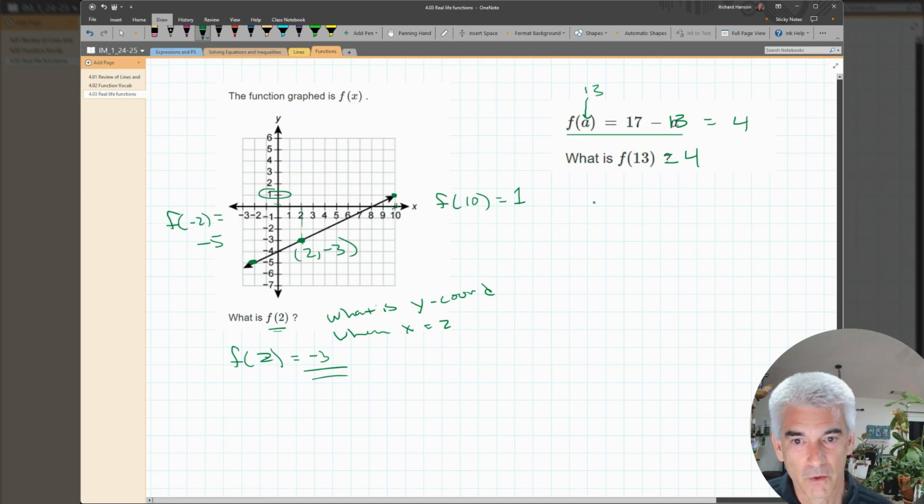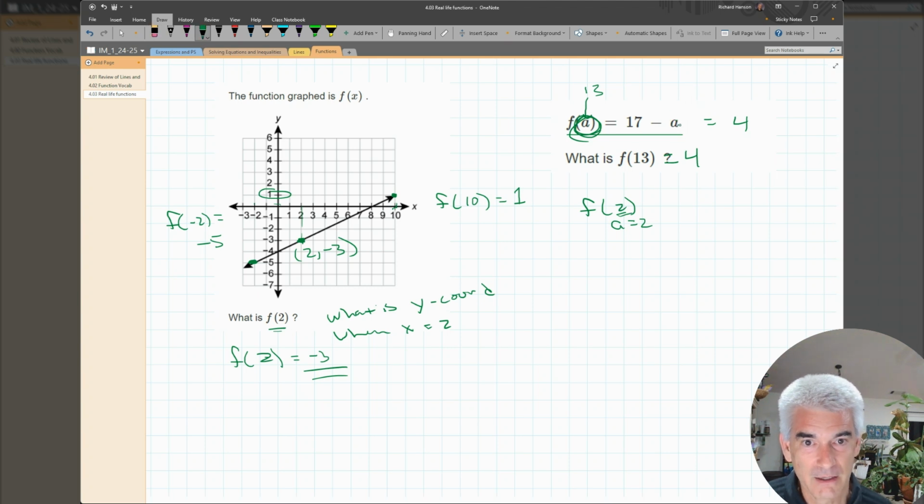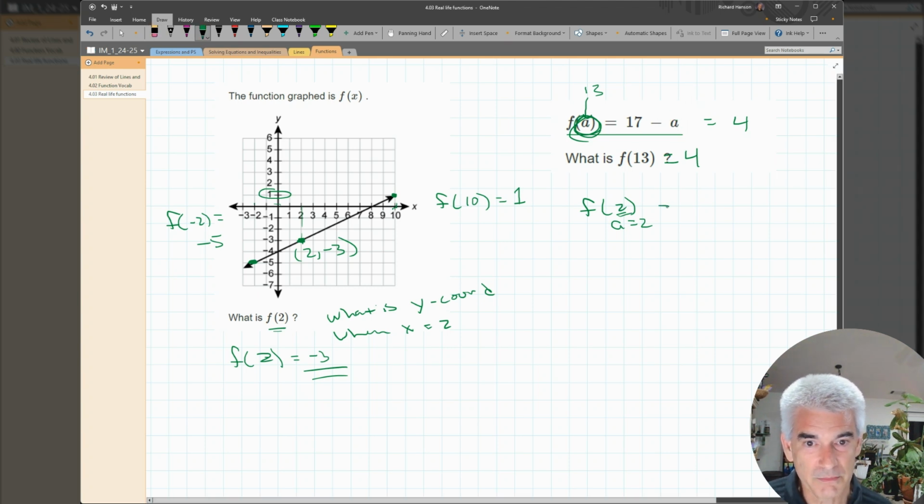If I asked you, what is f of 2? That means let's figure out what the function is when a equals 2. In place of a, we're putting 2. So it's going to be 17 minus 2. That's 15. So we would say f of 2 equals 15. That's the proper way to say this. And we're done. Awesome.